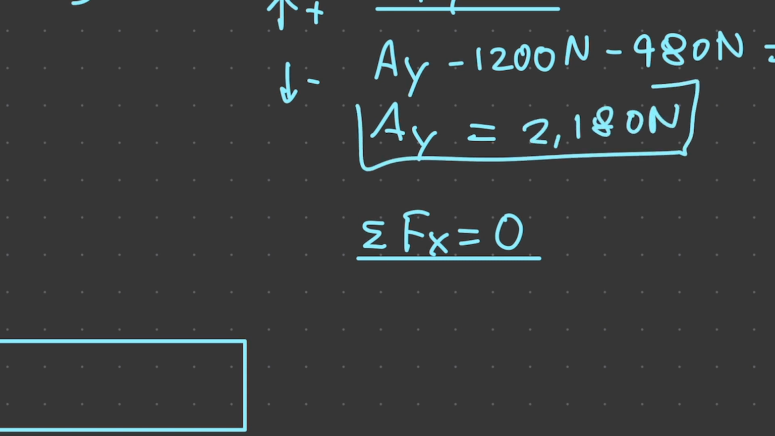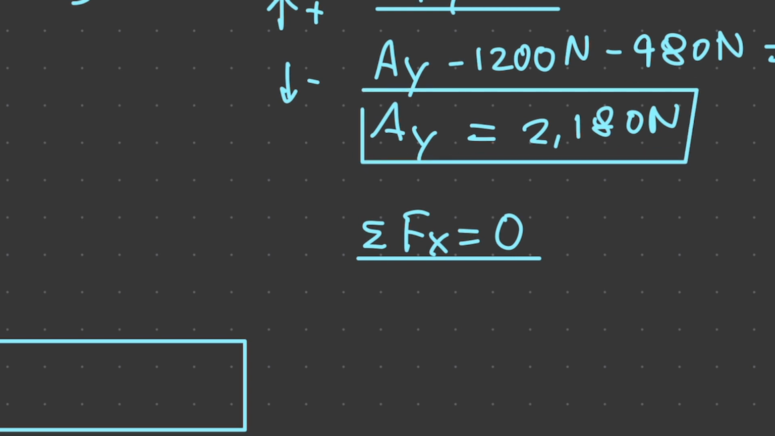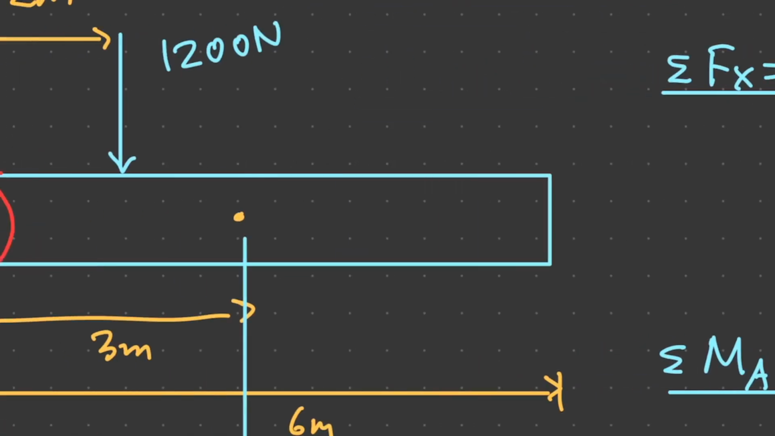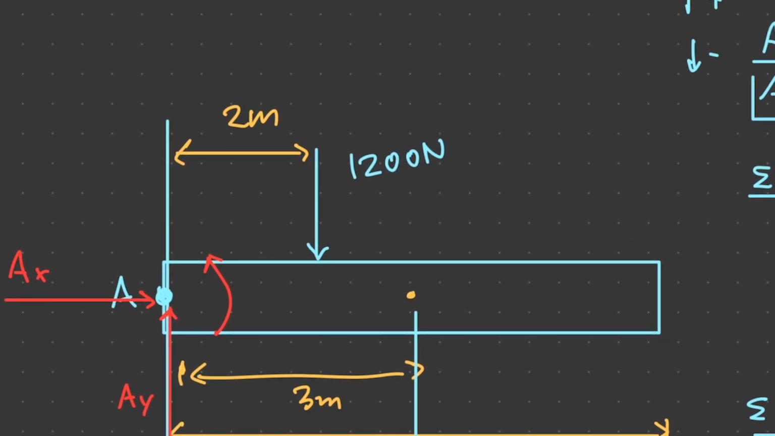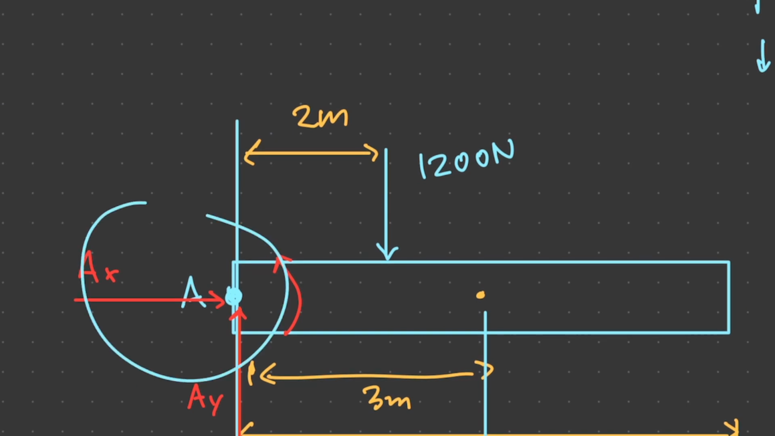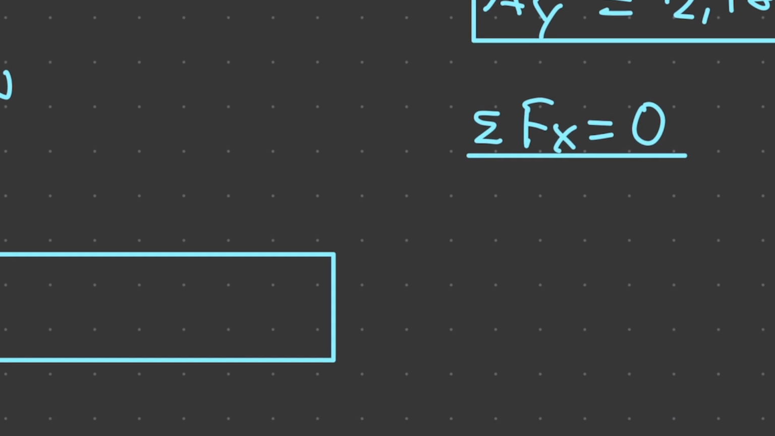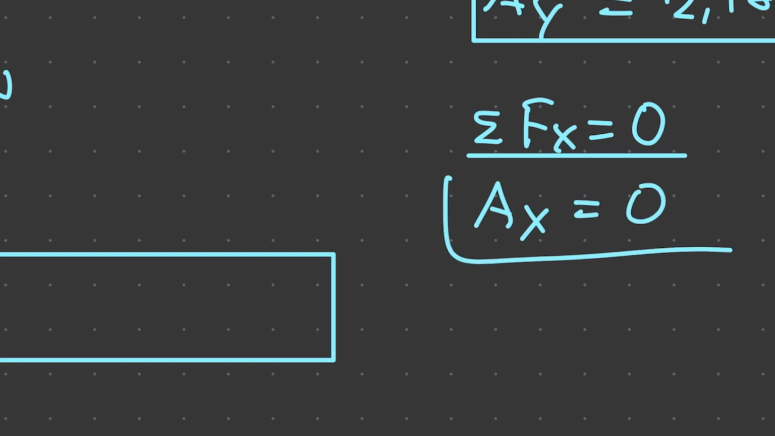So this is the magnitude of the reaction force for Ay. Okay. Now moving on to some of the forces in the x direction, our horizontal forces, right? If we look, we only have one horizontal force, right? So the sum of our horizontal forces is actually just Ax. But we know that the sum of our horizontal forces has to equal 0. And so Ax is just equal to 0.